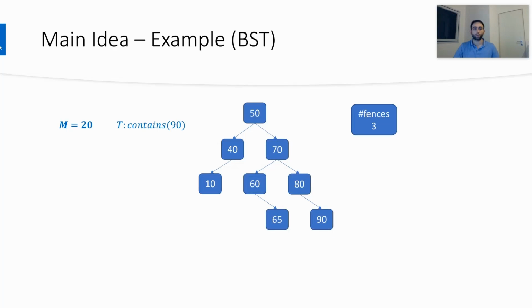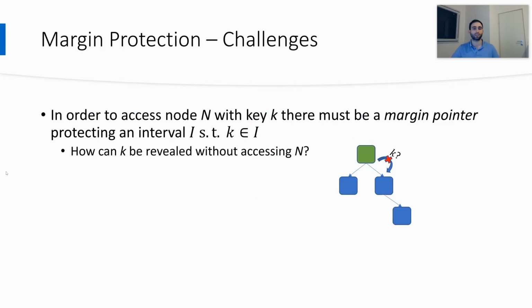So overall, we visited 4 nodes, but we placed only 3 margin pointer records. So actually, we had to issue only 3 memory fences, as opposed to hazard pointers, in which we would fence 4 times. In the last example, we ignored the chicken and egg problem.